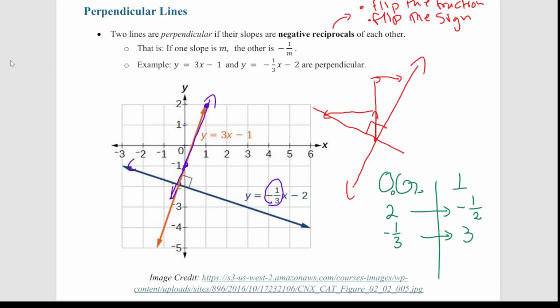Otherwise, put together all those previous pieces of knowledge that you have from the previous sections on how to write equations of lines through particular points that have particular slopes, and you should be good to go.